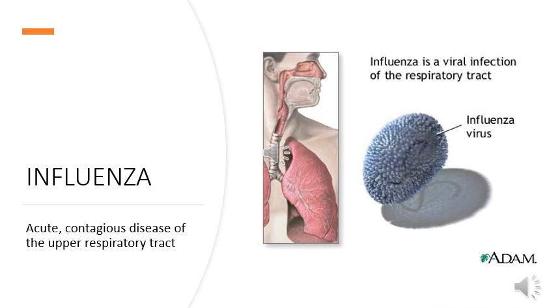So influenza basically is a viral disease that is caused by the influenza virus. It's an acute infection that occurs for a shorter period of time, for about 7 to 10 days, and it's a contagious disease, that means it can be transferred from one person to another person, and it can also be transferred from animals to humans as well.